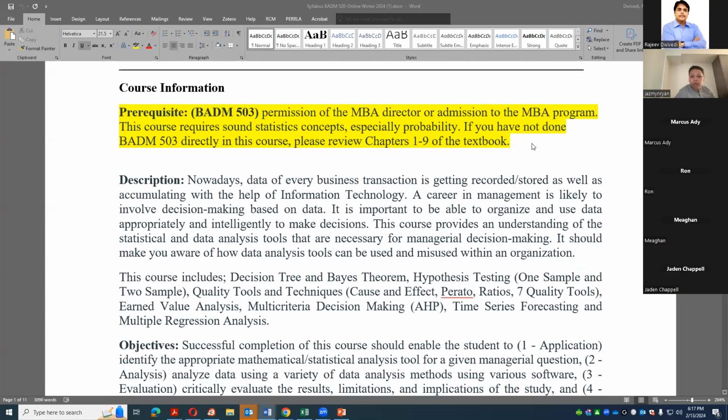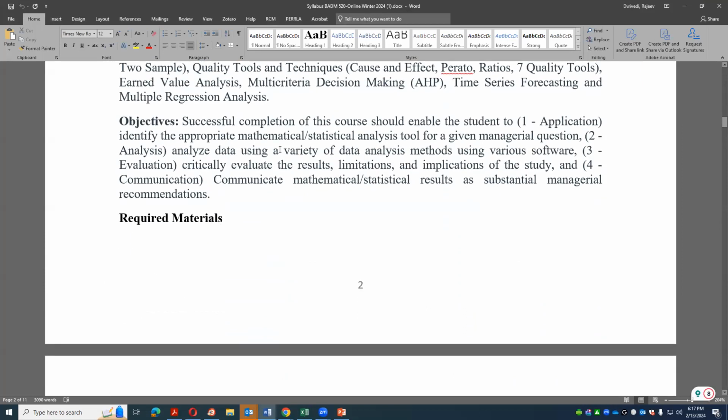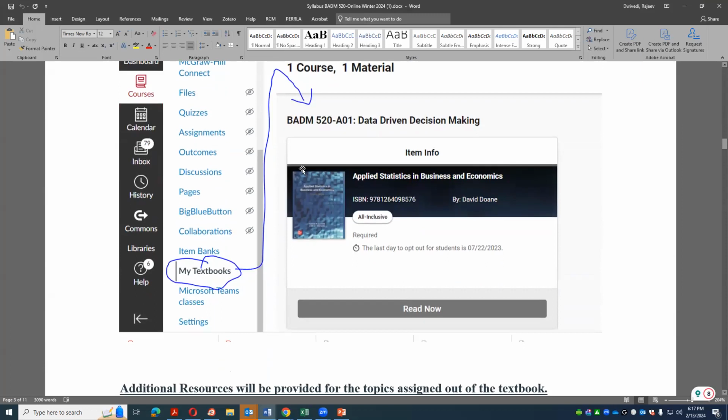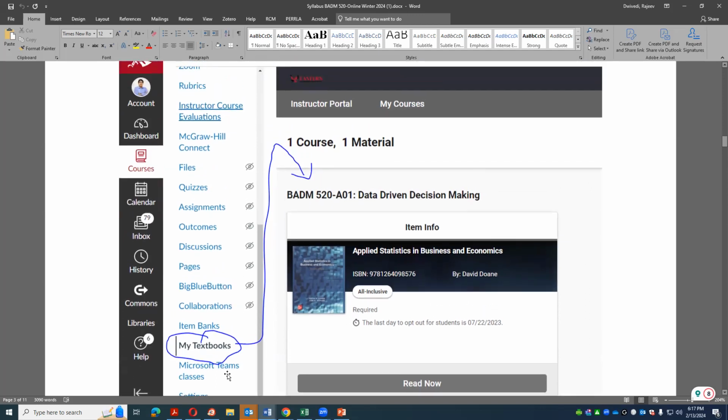If you have done 503, I would suggest you review chapters 1 to 9 of the textbook, because that will give you an overview of what we have covered. You can get the textbook right here. If you have paid for 503, you don't need to pay again for 520. Automatically, you will see the book in your 520 course under My Textbook.